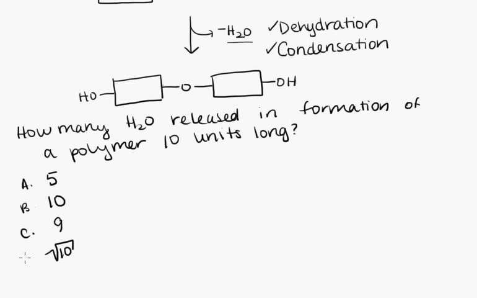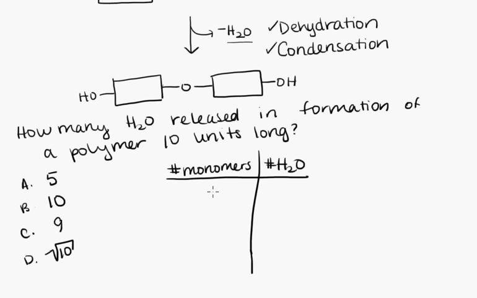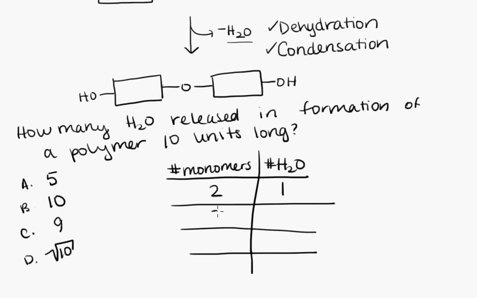I could put a whole bunch of different answers on there. Okay, so to answer this, we're going to make a chart. So we're going to say the number of monomers compared to the number of H2O released. Okay. So we've already done 2 monomers together releases 1 H2O. And so we're going to look at 3 and we're going to look at 4. And by then we should totally have our answer. So we already did 2 monomers released one water molecule. So here's 3.